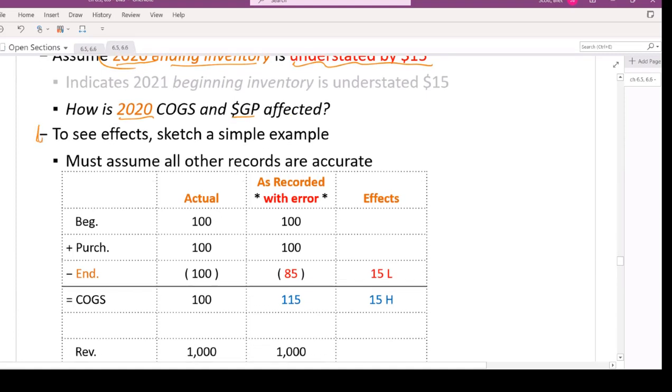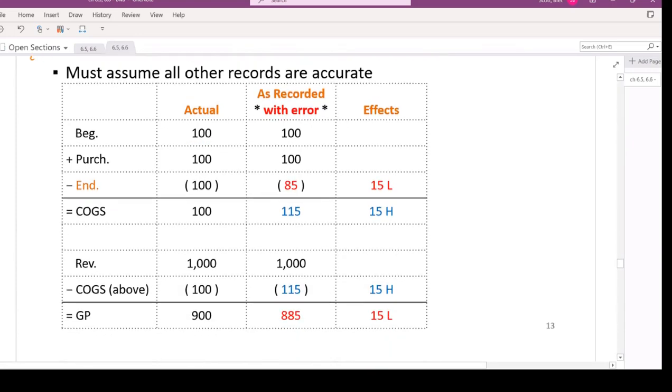My recommendation is to sketch out a very simplified example. The book says, here's the pattern, and most students are compelled just to memorize the pattern, even if it doesn't make sense. I say you've got to kind of see it. And so I recommend sketching out a simplified example like this.